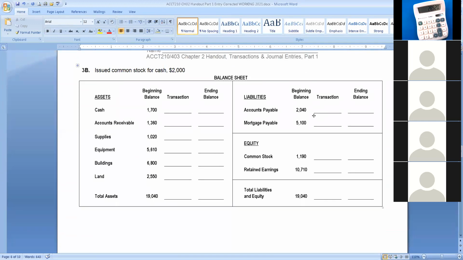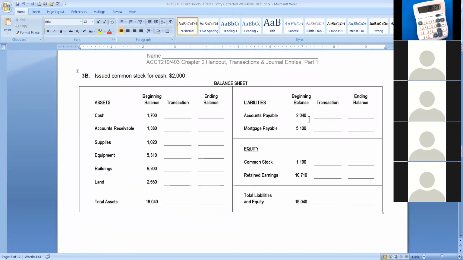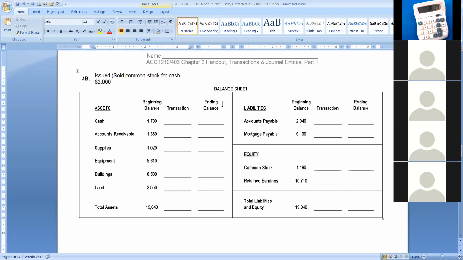Okay. Oh, this one's tricky. And this one is tricky for a number of reasons. First of all, the term issued is a little bit deceiving. When they say they issued stock, what this means is that they sold it. So when they say issued, they mean they sold the stock. And the stock is, they're selling ownership in the place.